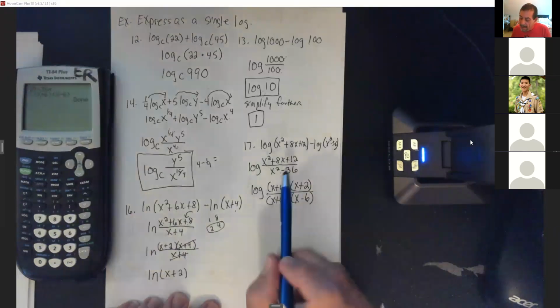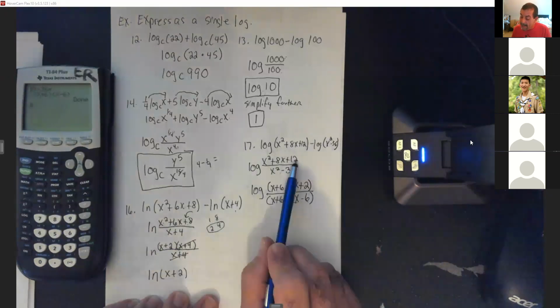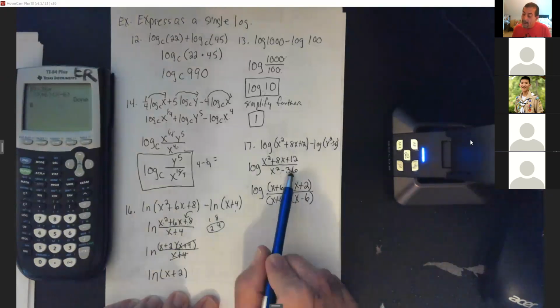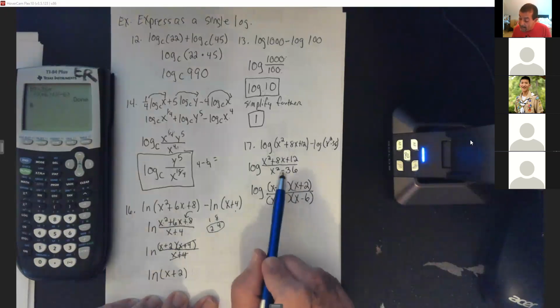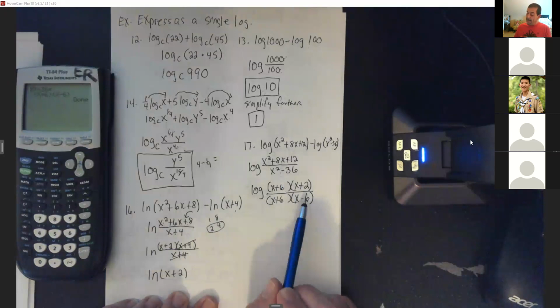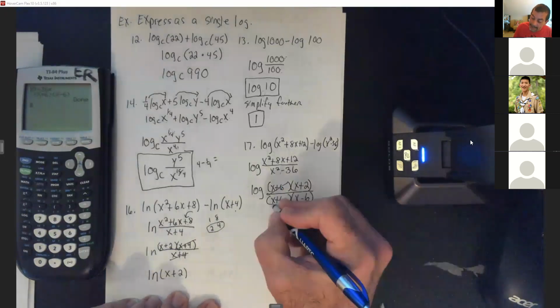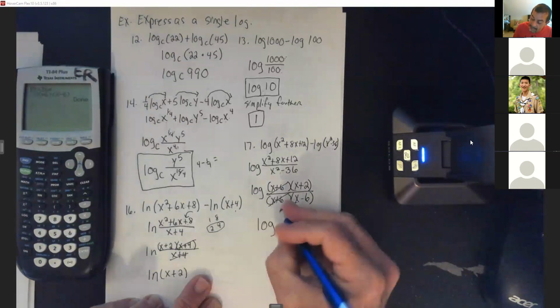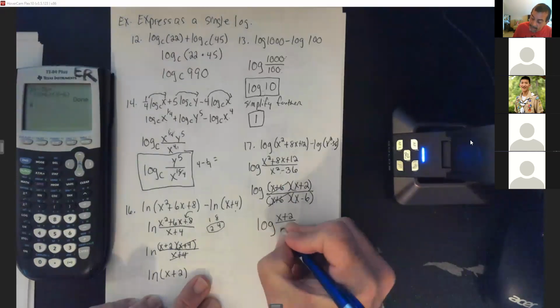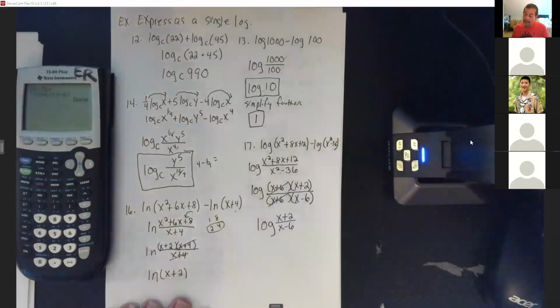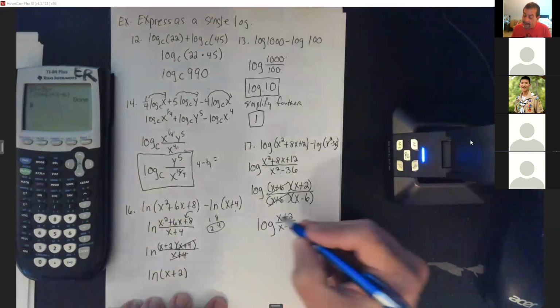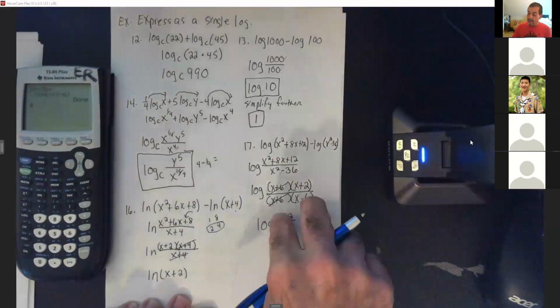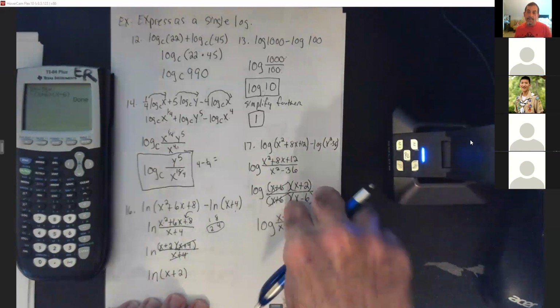So on the top, you'd have found factors of 12 that added to get 8. That's 6 and 2. On the bottom, you'd have found factors of 36 that subtracted to get the 0, and that would have been 6 and 6. Now you cancel out x plus 6 over x plus 6. So your final answer is going to be log of x plus 2 over x minus 6. In this one, I don't really need parentheses because it's just the one fraction, and the log knows that it affects that whole fraction.